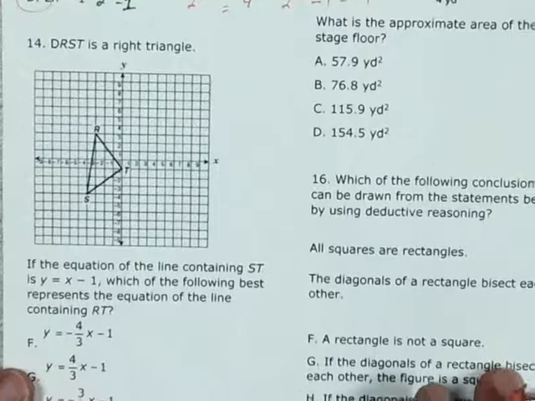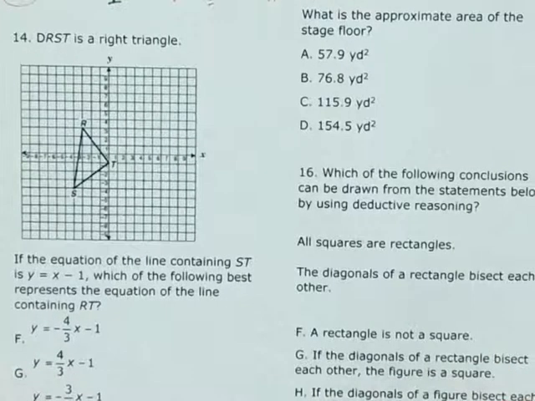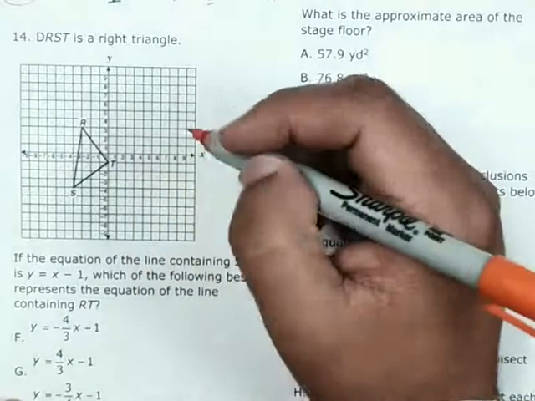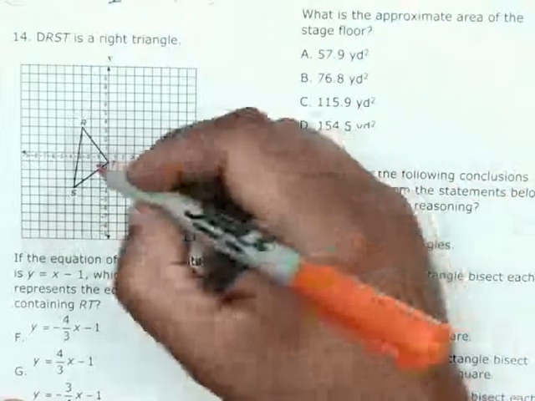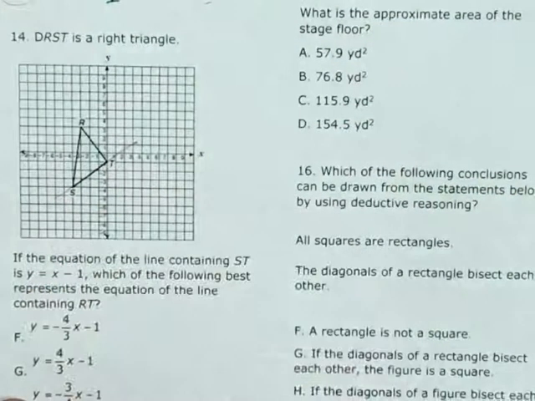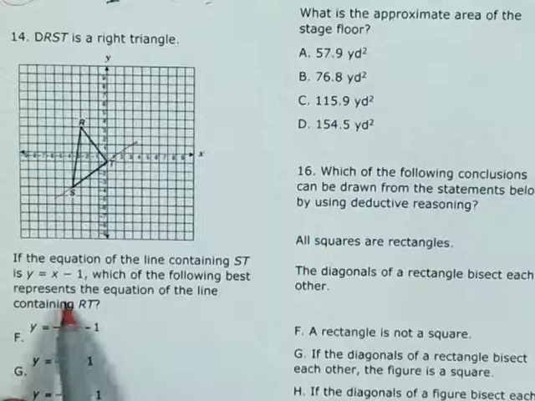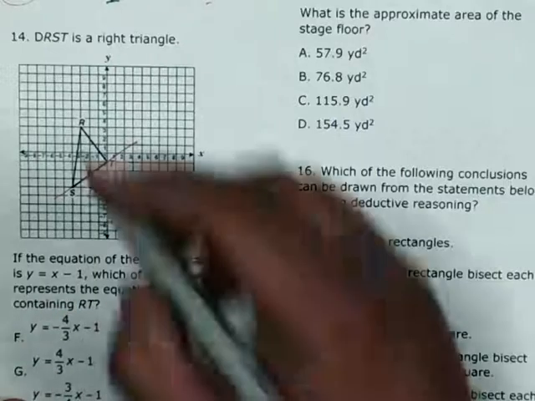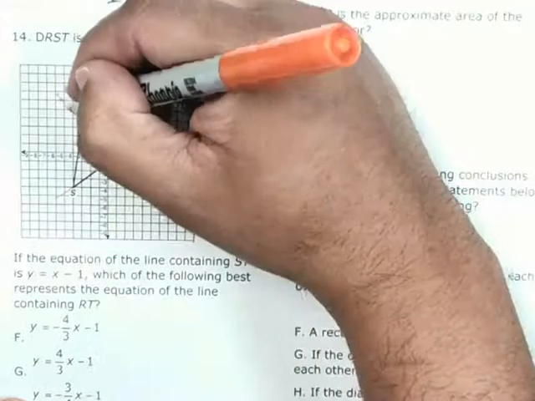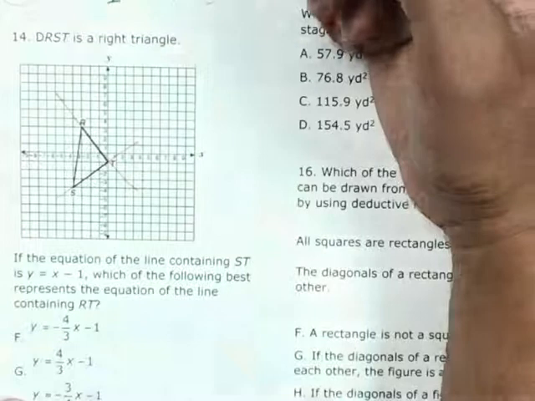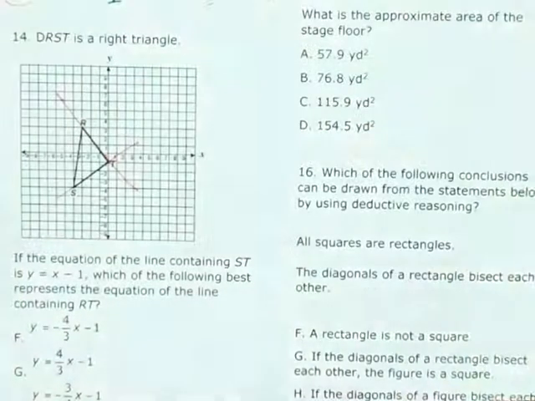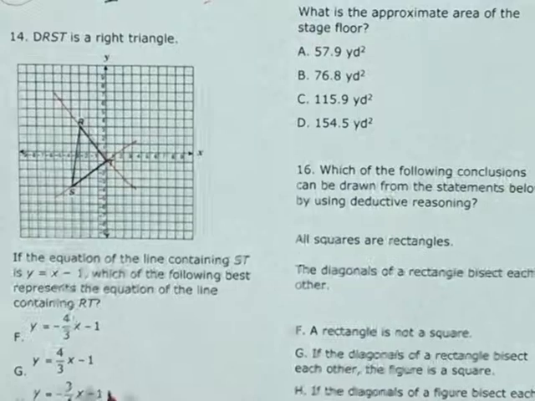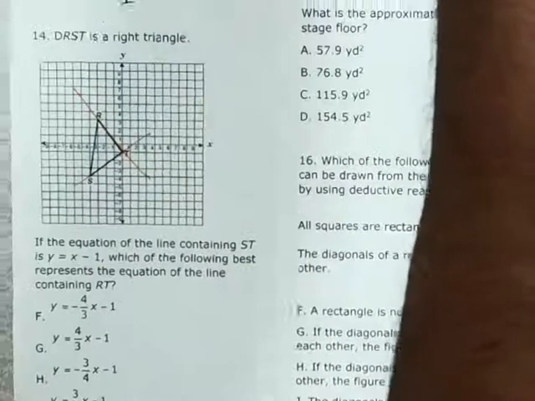Alright, now let's look at number 14. This is a right triangle. If the equation of the line containing ST, so here's ST, so there's a line going that way. Which of the following best represents the equation of the line containing RT? So go in this direction. Well, we have to look at our x-intercept, and all of these have an x-intercept of -1. So I know that I can't eliminate any answer choices there.